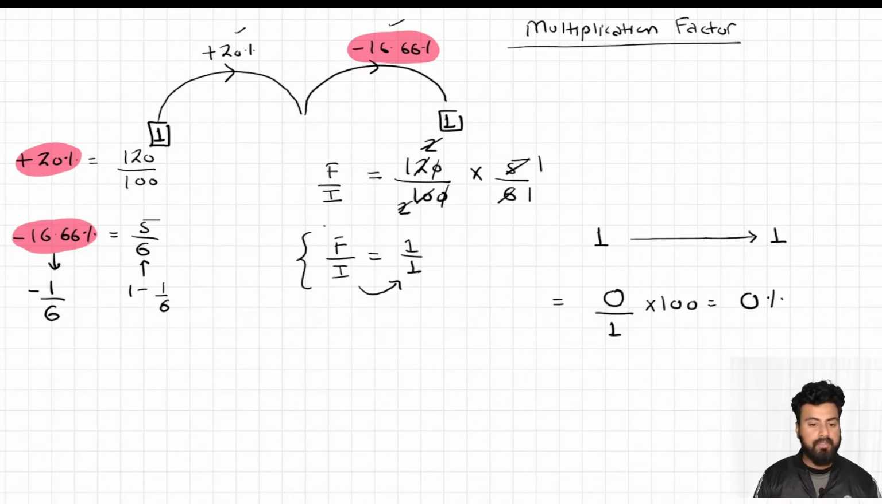Now, after listening to this approach, there might be some students who might be thinking, sir, when to use which approach? So let me clarify this doubt once and for all.